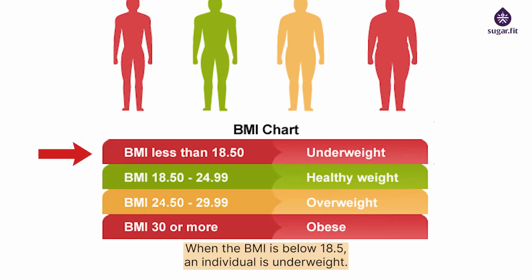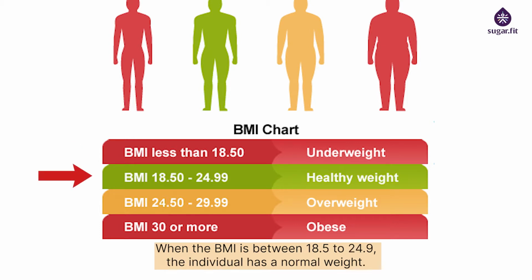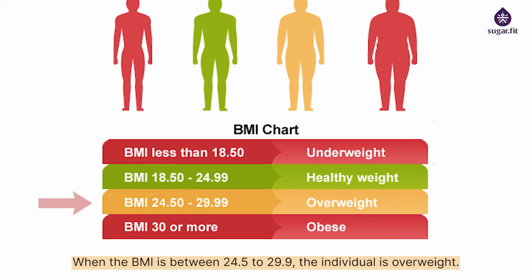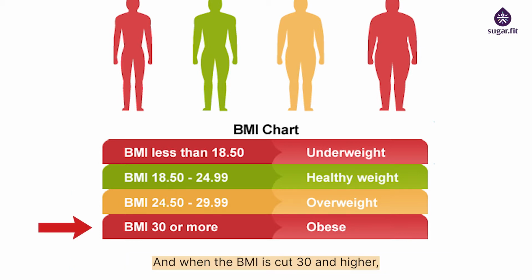When the BMI is below 18.5, an individual is underweight. When the BMI is between 18.5 and 24.9, the individual has a normal weight. When the BMI is between 24.5 and 29.9, the individual is overweight. And when the BMI is 30 and higher, the individual is in the obese category.